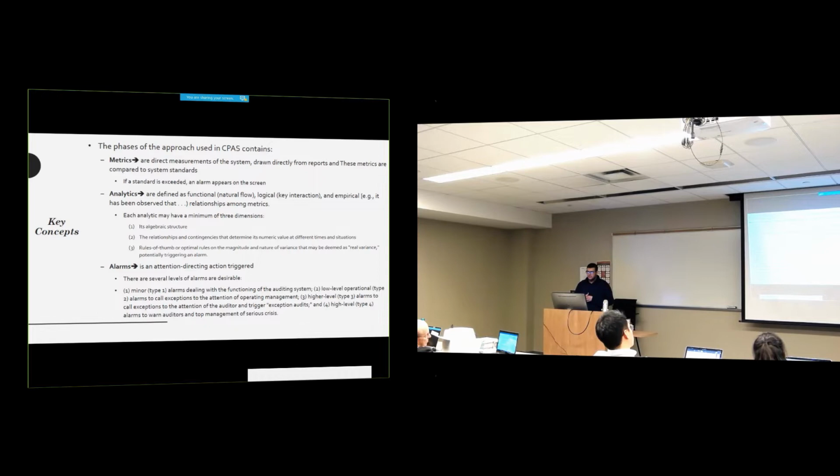Analytics here is to define a function, the natural flow, logic, and environment, and to observe the relationship among the metrics, so we can evaluate them. So each analytic may have minimum peak dimension. The first one is general structure, the other one is relationship, and that determines the numerical value, rules of thumb, or the actual rules on the magnitude, and measure of the variables that they use as lead indicators.